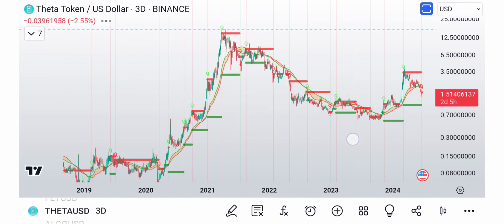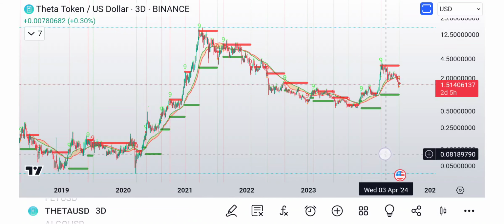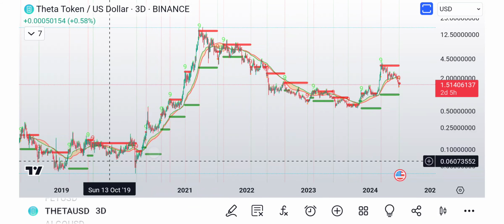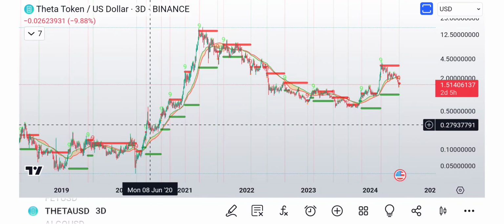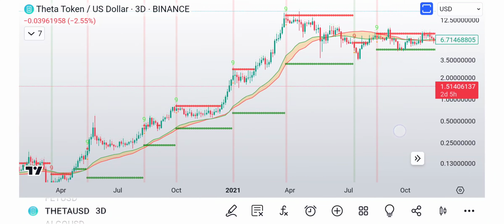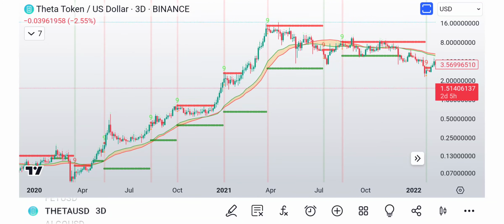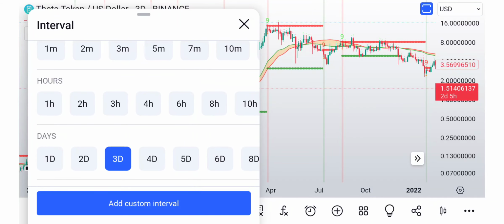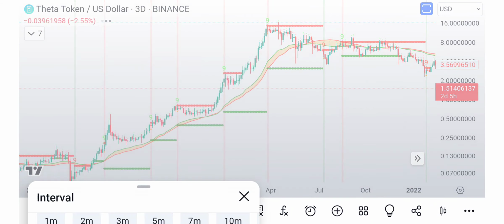So anyway, I just wanted to show us the history of the 3-day 9. That's why I'm using the 3-day chart. It's been very significant over the bull market, right? This bull market here had very significant accuracy in the 3-day chart. If I bump that down to the 2-day chart, we're probably going to get more 9s, but let's see here.